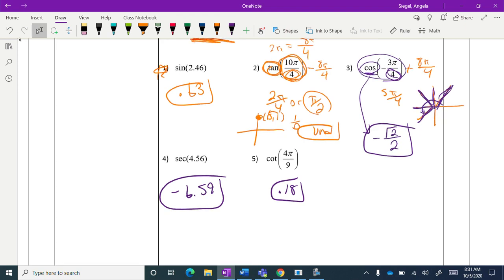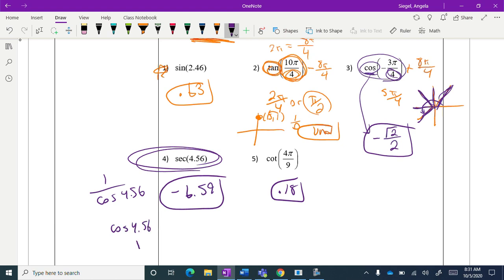Number 4, obviously, it was just a yucky number, so I just typed this in my calculator. Again, it doesn't matter how you type it in your calculator. You could do this, or remember, I do cosine of 1.56, and then I do that flipper button to find the reciprocal of that. Either way, it's fine, but you should end up with this. So again, that's just about knowing your calculator.